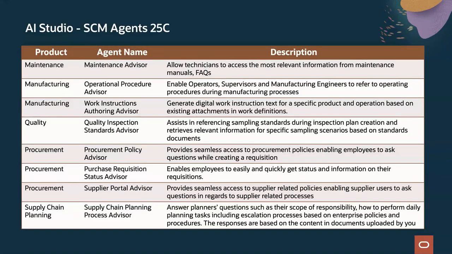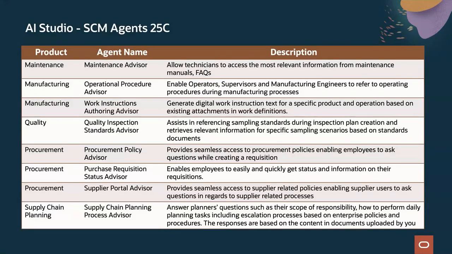The operational procedure advisor allows production operators, supervisors, and manufacturing engineers to refer to standard operating procedures related to safety, machine setups, or instructions during manufacturing. The AI agent saves time and effort of having to search through large documents by answering questions from a vast knowledge based on specific topics.